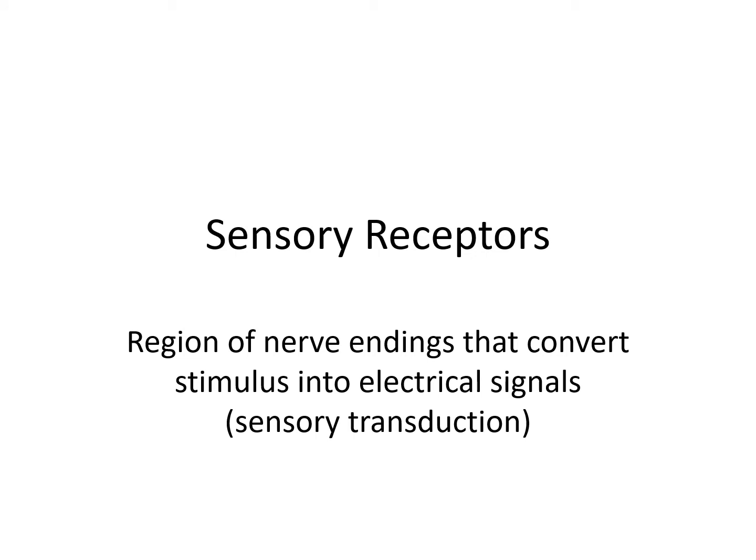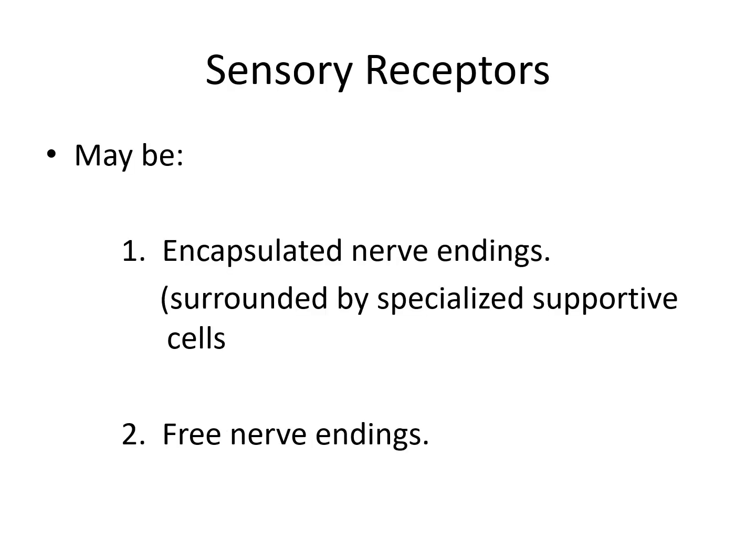Now, the actual sensory receptors are regions of nerve endings that convert the stimulus into electrical signals. This process of the nerve endings converting the stimulus into electrical signals is called sensory transduction. And we'll talk a little about what occurs in that process as well. A little more about the sensory receptors. They may be encapsulated, meaning they are surrounded by specialized supportive cells around the nerve endings, or they can be very simple and just free nerve endings. Some of these you discussed in SCB 203 when you were talking about the integumentary system.